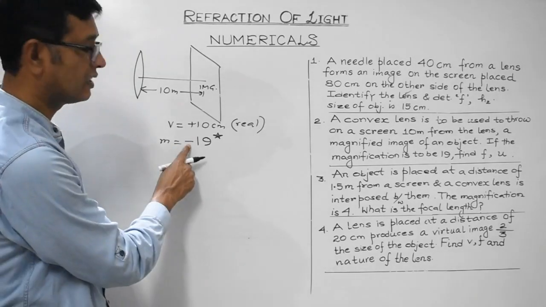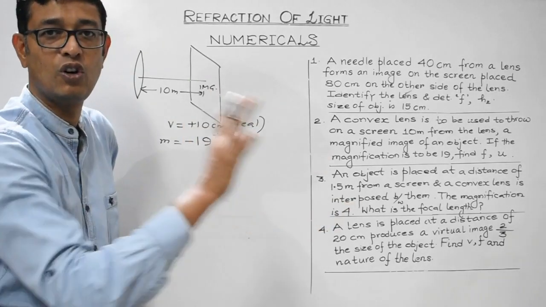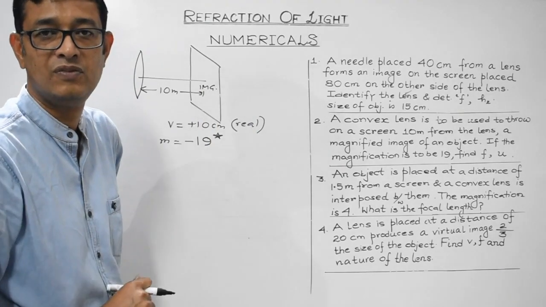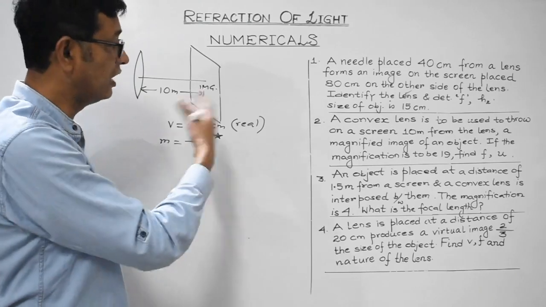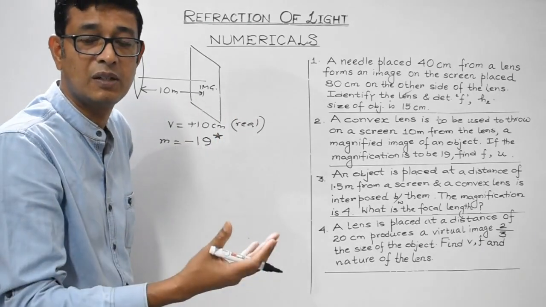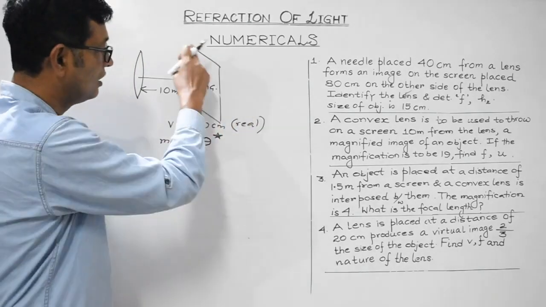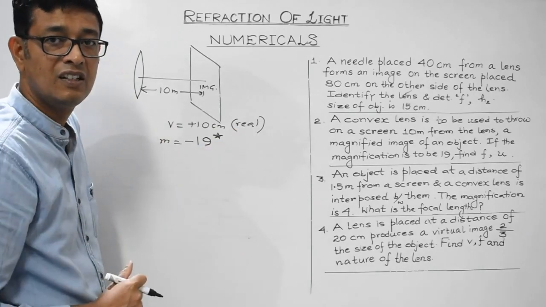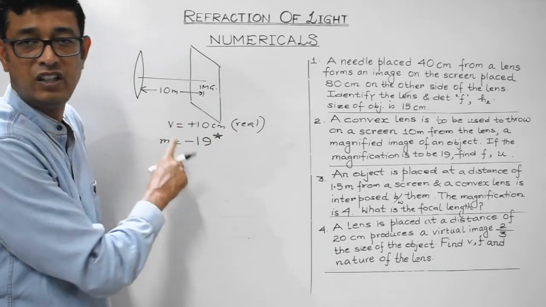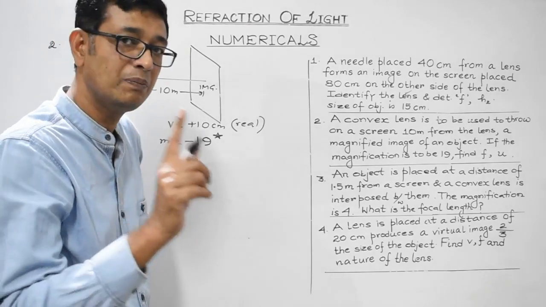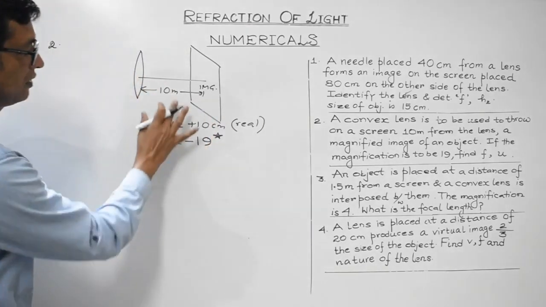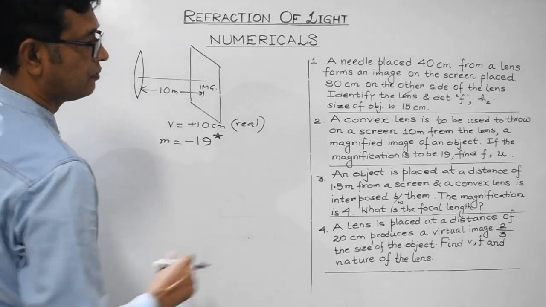If you forget to assign this negative sign, the entire numerical will go wrong. You will waste your time. So this is very, very important. Since the nature of the image is real and inverted, why it is inverted? Because it is real. Why it is real? Because the image is obtained on the screen. So for inverted image, linear magnification is negative. For erect image, linear magnification is to be assigned positive sign. So this is given.